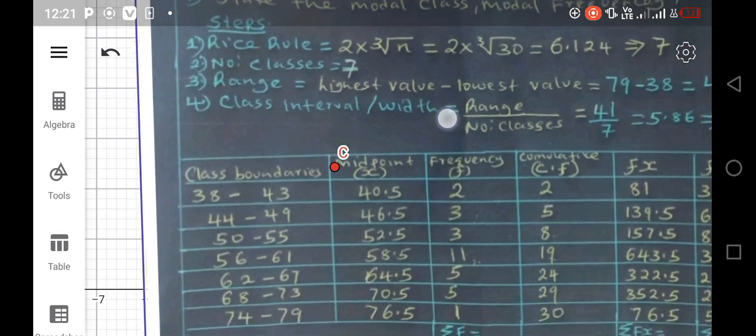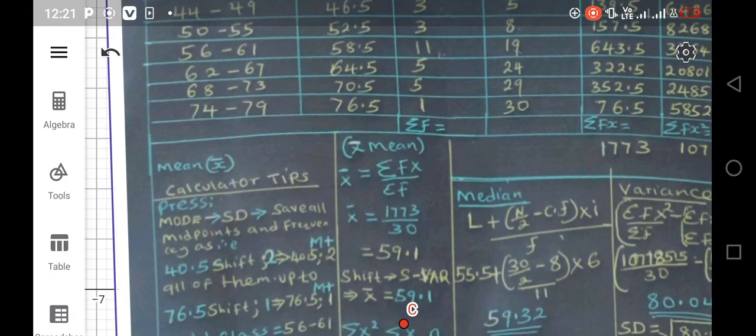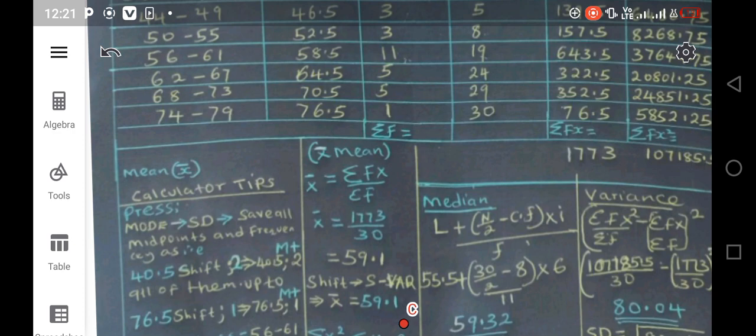Now let's go to what we call the mean. The mean, by the formula, the sign for the mean is this one. So you say summation of fx over summation of frequency. Summation of fx, 1773, over summation of f, the sample size, is equal to that. Now 1773 divided by that, we get 59.1. 59.1 is going to be our mean.